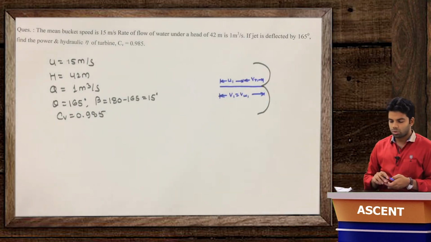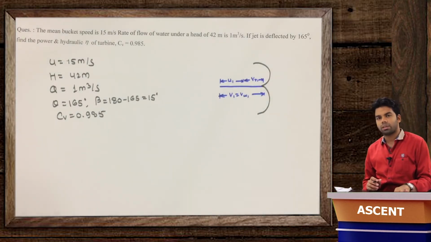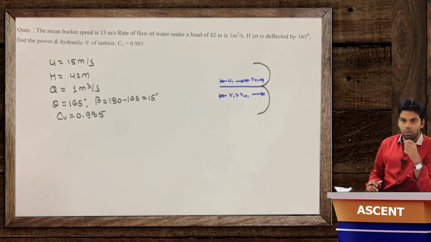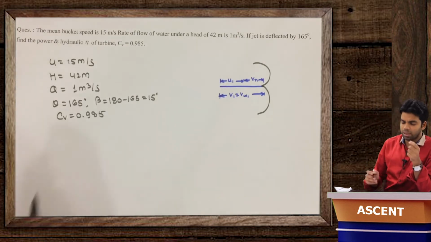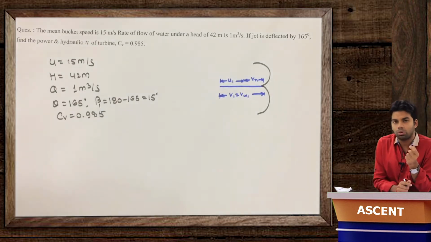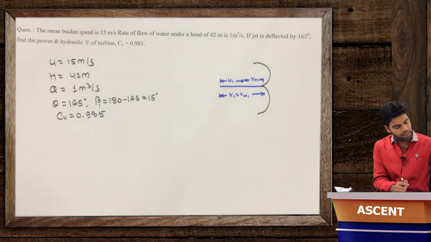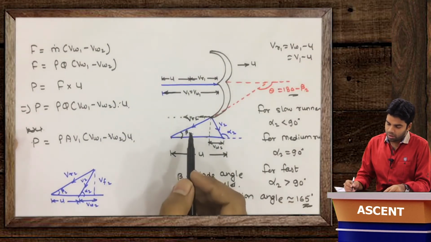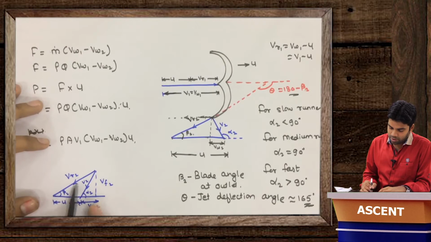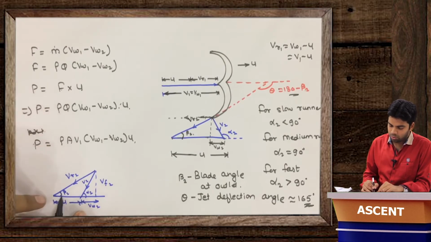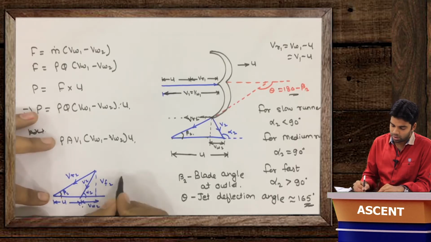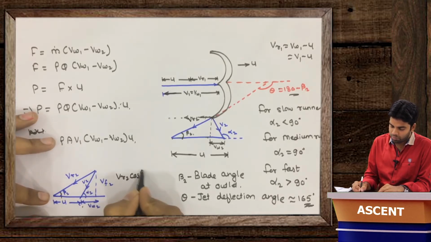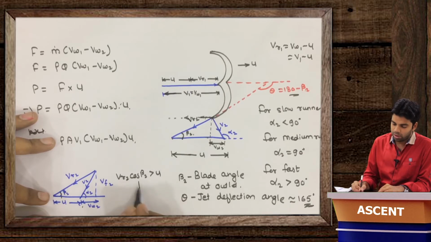Okay, now in order to draw the outlet velocity triangle, whether the angle alpha 2 is greater than 90 degree or less than 90, how can we check it? So first we can check it from here. Just look at this figure carefully. If this Vr2 cos of beta 2 is greater than u, then obviously this alpha 2 is less than 90 degree.